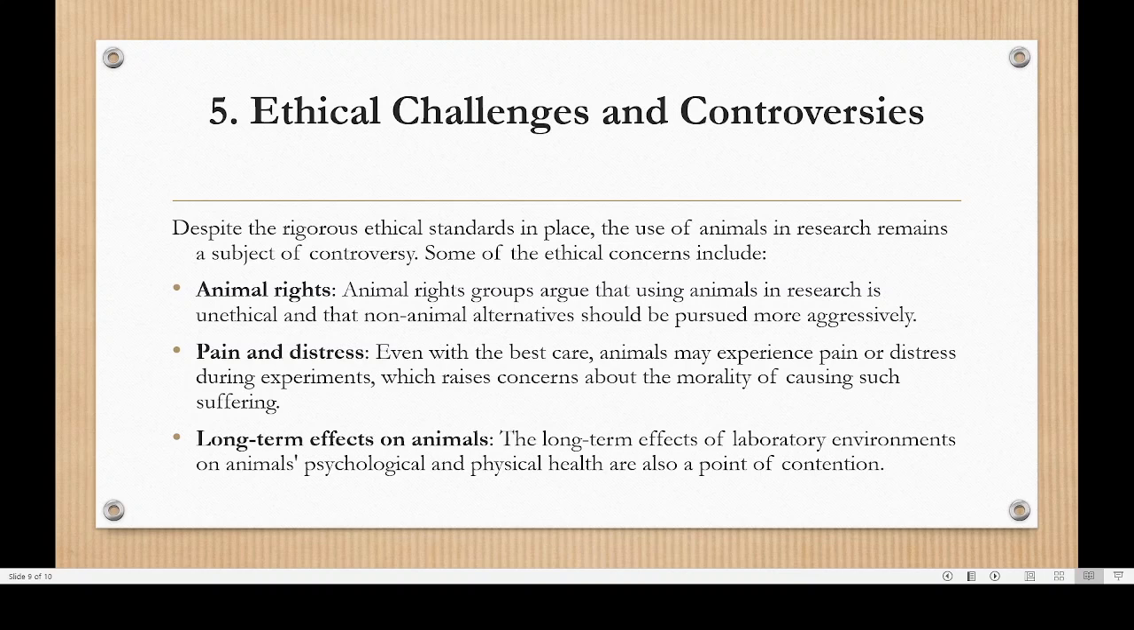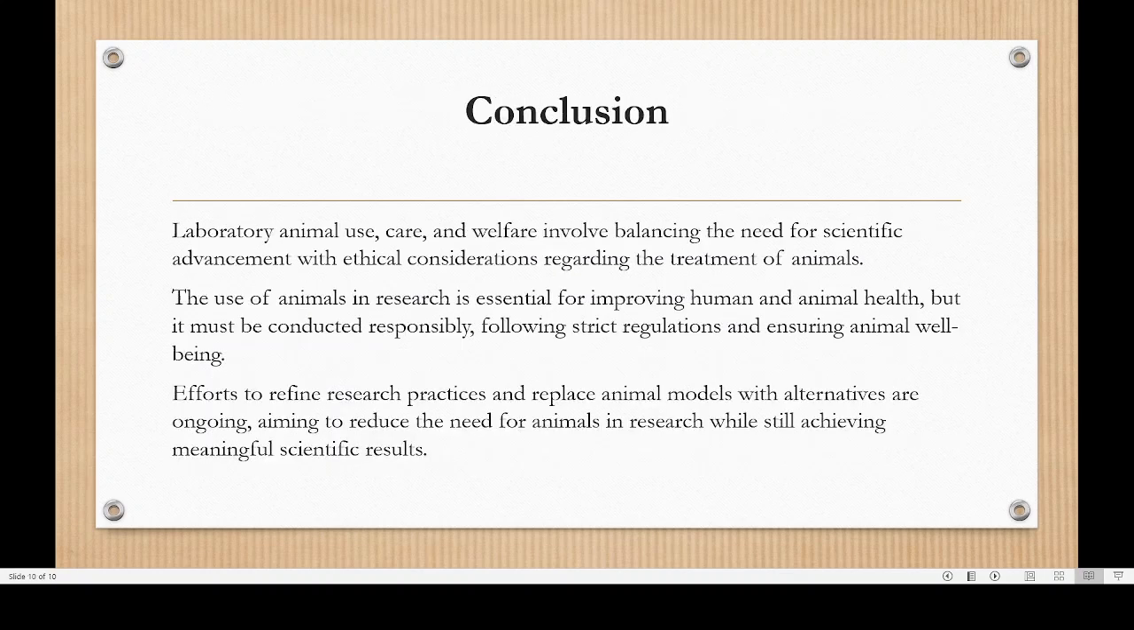The long-term effects of the laboratory environment on the animal's psychological and physical health are also important. Because when animals are used in a laboratory setup for many months or many years, it is also a living organism. It has its own mental and emotional state which can be changed. And the final aspect is that laboratory animal use and care involve balancing the need for scientific advancement. So we cannot completely remove animal research. Because if we completely remove animal research, you cannot bring any new medicine. So there should be a balance.